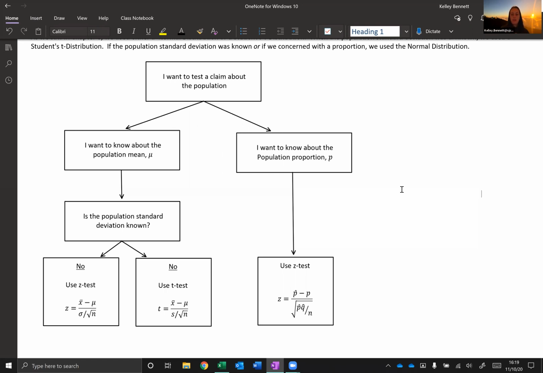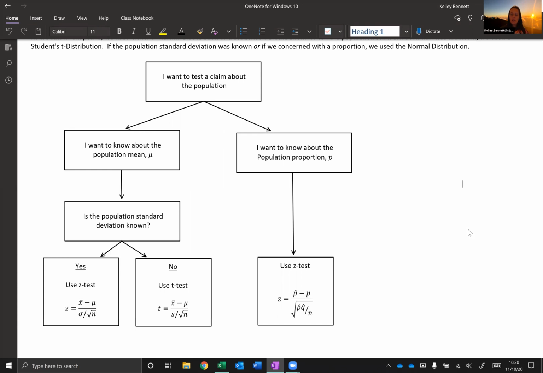If we wanted to make a confidence interval about the mean, we had to first check whether or not we knew the population standard deviation. If we did know the population standard deviation, we would use the normal distribution and we would get a critical z-score or a z-value. If we didn't know the population standard deviation and we only had the sample standard deviation, we used the student's t-distribution where we had a critical t-score or t-value. And that's going to really align perfectly with what we're doing in hypothesis testing.